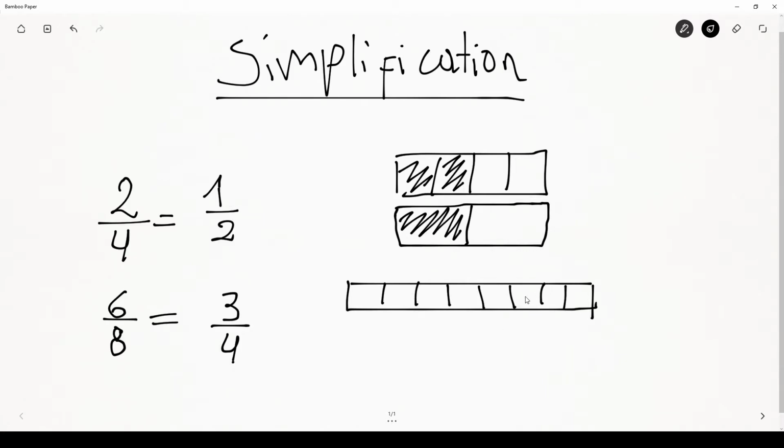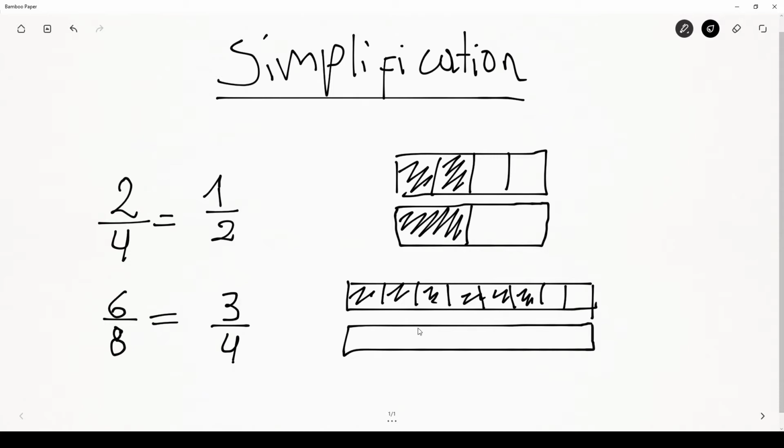Now this, we have an item divided in 8 pieces. One, two, three. Now we take 6 out of these 8 pieces. 1, 2, 3, 4, 5, 6, right? And it's the same thing as dividing this in 4 pieces, here, here, and here, and taking 3 out of those 4 pieces. It's the same.